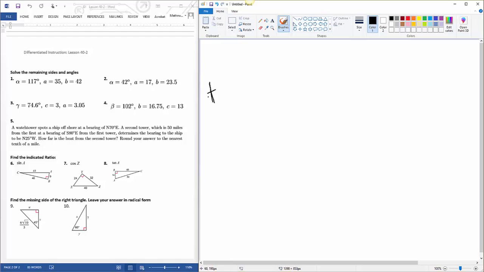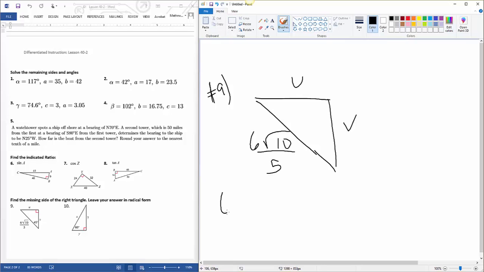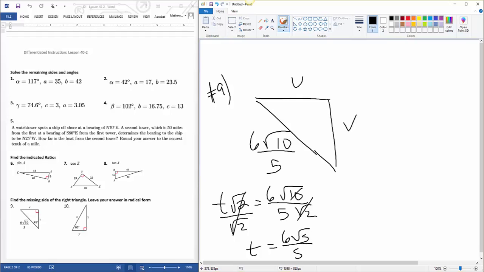Number 9, find the missing side of the right triangle. So U and V. So I know that this is a 45, 45, 90. So U and V equal each other, and this represents T root 2. So I need to find what t is, and then I know what u and v is. So divide both sides by root 2. That will reduce, so I get 6 root 5 over 5. And so this will be 6 root 5 over 5, and this will be 6 root 5 over 5.